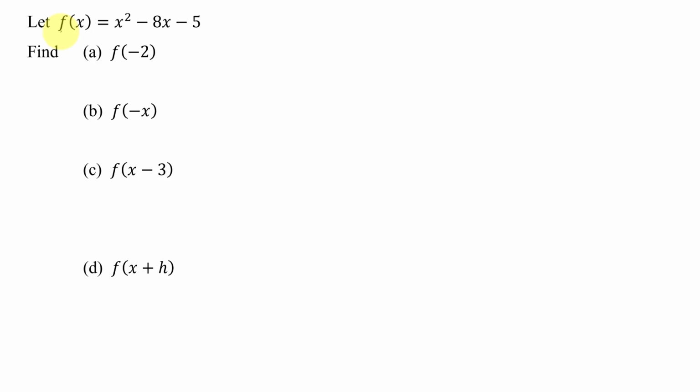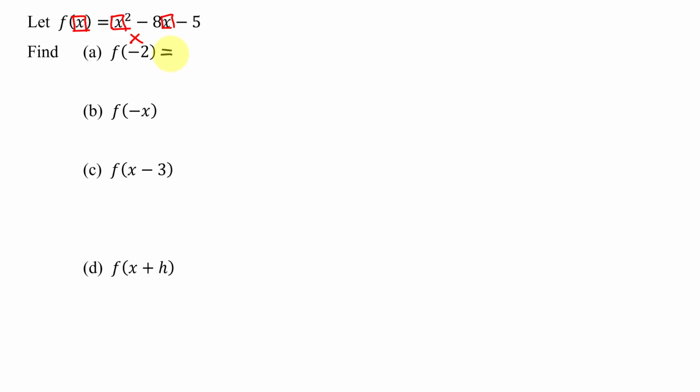In this example, I'm given that f of x equals x squared minus 8x minus 5. And I need to evaluate these following four expressions. In part A, I need to find f of negative 2. Remember, the negative 2 is going to replace the x. So wherever you see an x in the definition of f, I'm just going to replace it with negative 2.